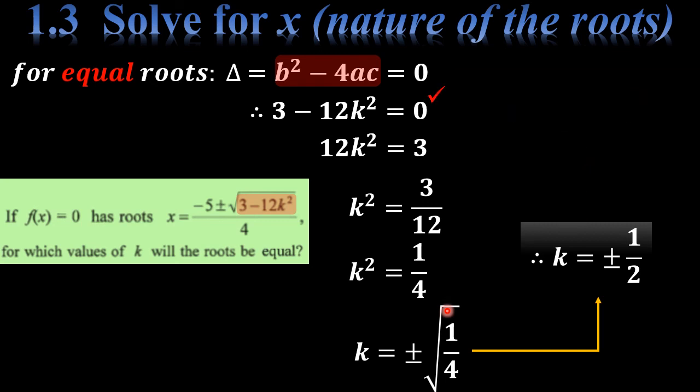Right, this is how we'll mark it. We give you a mark for the condition, for knowing that the discriminant must be equal to 0 because roots are equal. And then you also get a mark for simplification, for k squared is equal to 1 divided by 4. And then you get a mark for the final answer, for both answers, for plus or minus 1 divided by 2. And this is your 3 marks.